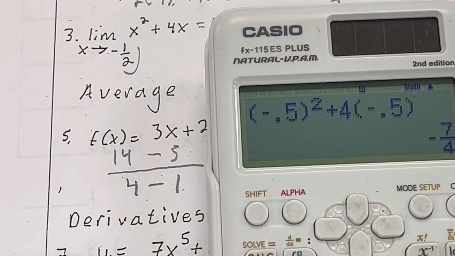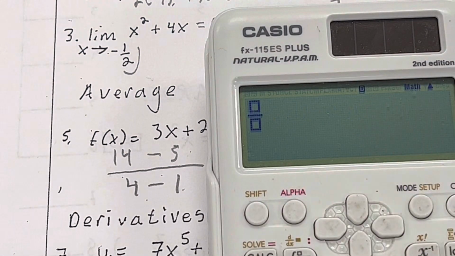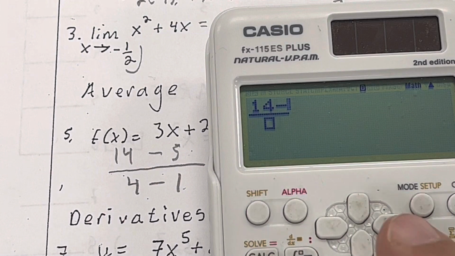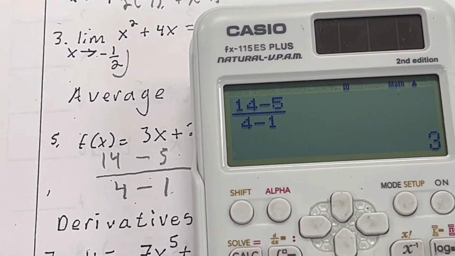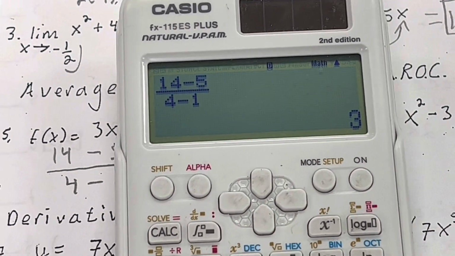So we're going to do our arithmetic. Again, you don't have to use the calculator if you don't want to, but 14 minus 5 on the top over 4 minus 1 on the bottom. And that gives us just 3. So yeah, 9 over 3 is 3.